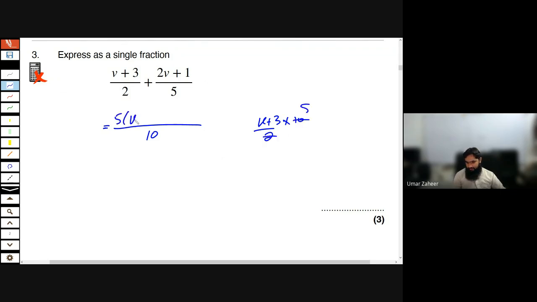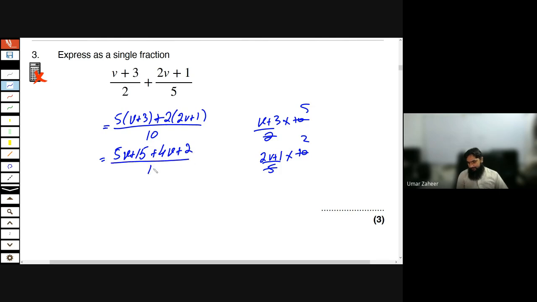You can write 5 into (v plus 3) plus 2 into (2v plus 1) divided by 10. That will be 5 times 2, so you will get 2 into (2v plus 1). So multiply 5 inside the bracket. It will be 5v plus 15 plus 4v plus 2 divided by 10. Now we have 5v plus 4v, it is going to be 9v plus 17 divided by 10.